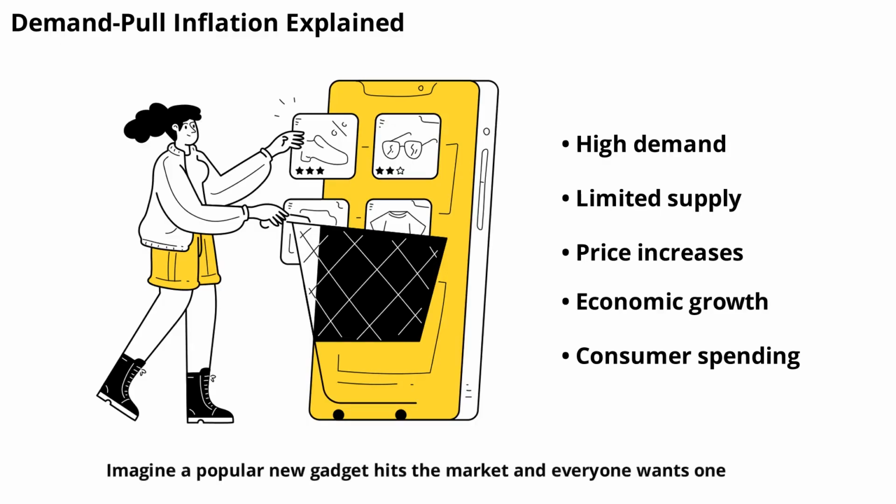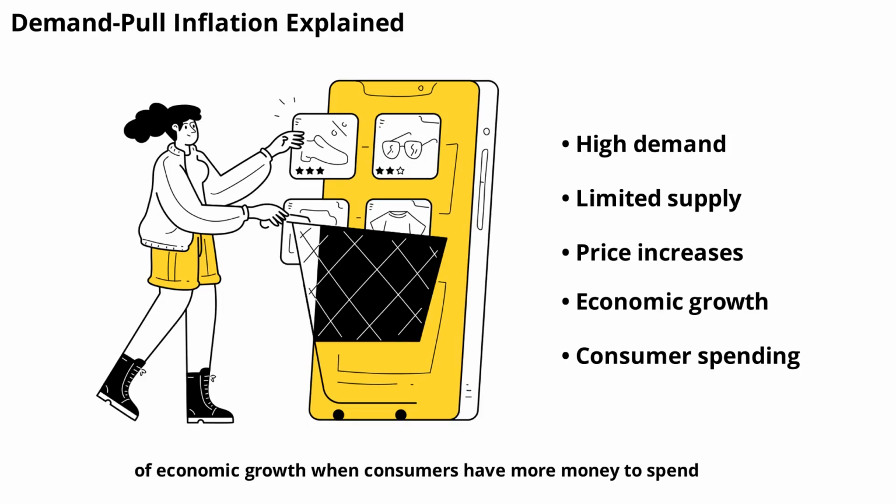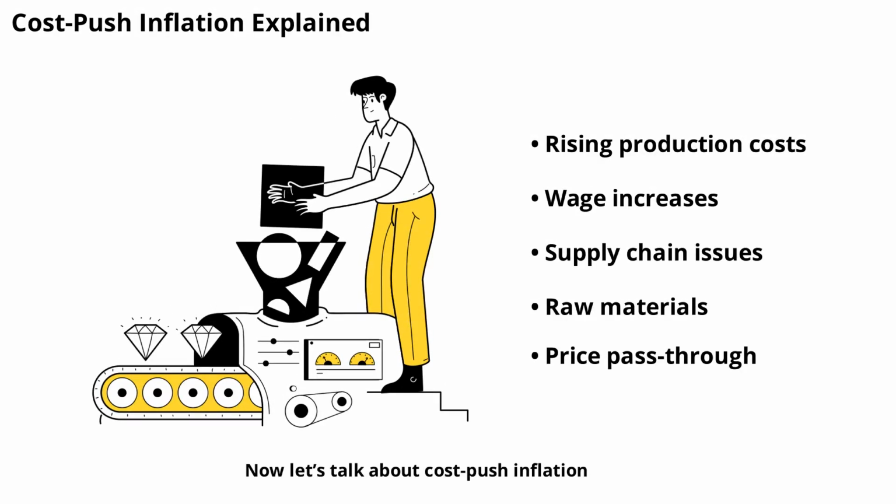Let's take a closer look at demand-pull inflation. Imagine a popular new gadget hits the market and everyone wants one. If the supply can't keep up with the demand, sellers may raise prices. This is demand-pull inflation in action. It's often described as too much money chasing too few goods. This type of inflation can occur during periods of economic growth when consumers have more money to spend, pushing prices higher across the board.